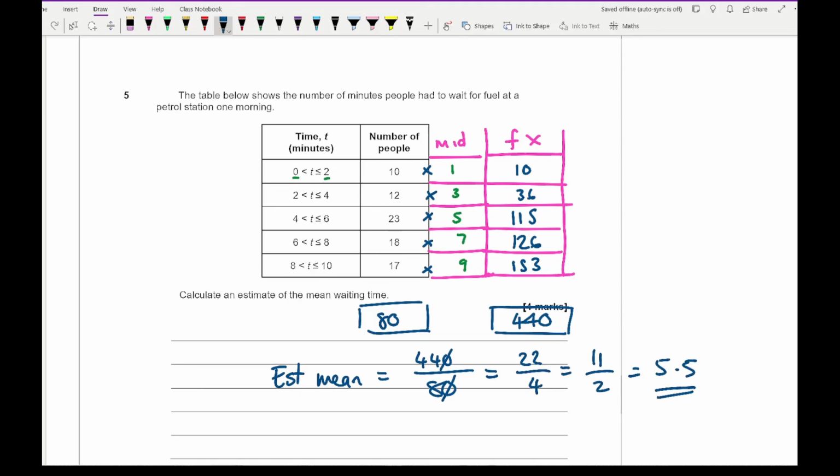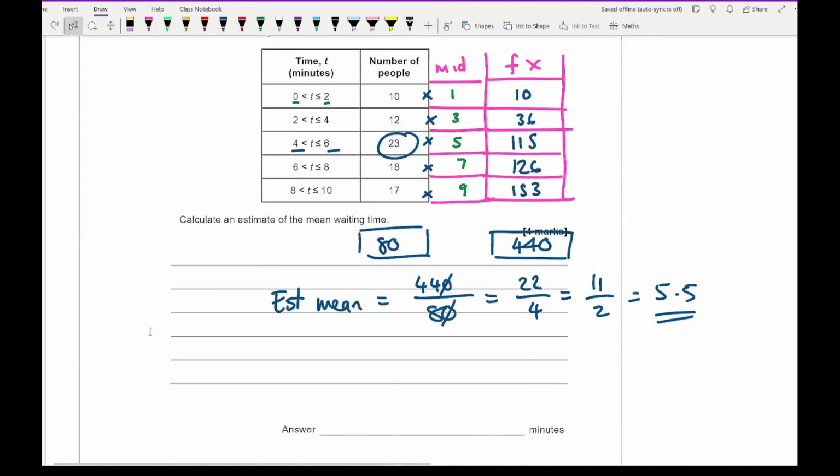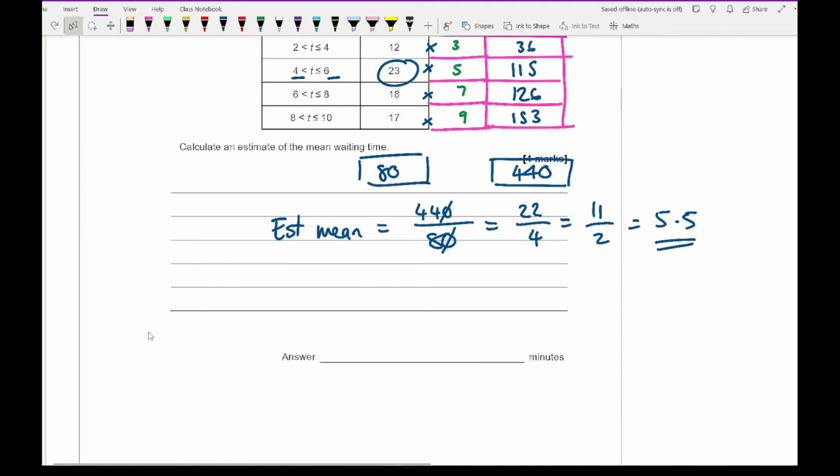Does that seem accurate? Well, yes, because again, the most popular time was between 4 and 6, and my answer is a value between 4 and 6. So then I just need to check how they want me to write the answer. Well, it is in minutes, so 5.5. Definitely don't write both like I've done here. I will leave it as this. You could potentially write 5 minutes and 30 seconds, but I would probably opt not to do that simply because it already says minutes, so they kind of want the answer in minutes, but just be mindful of that.